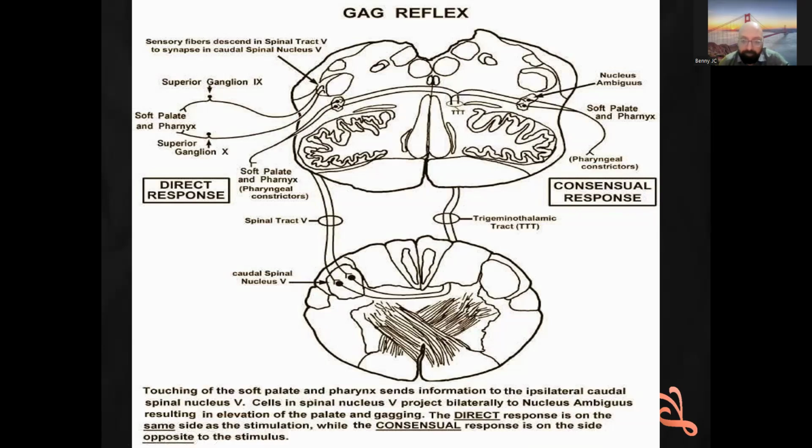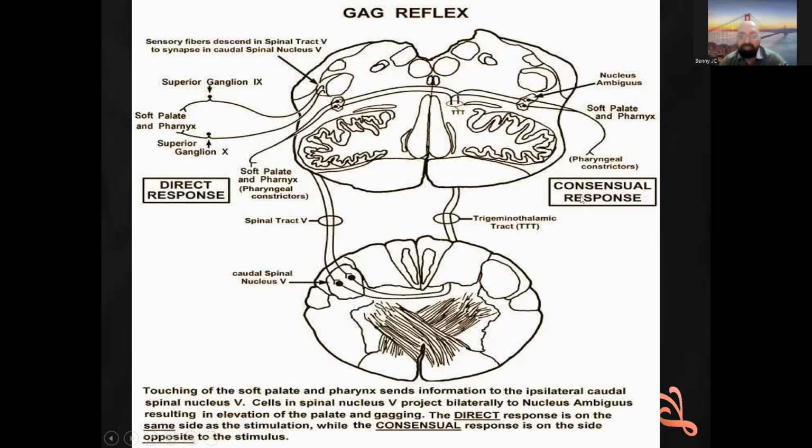From there, the response is carried out through the nucleus ambiguus fibers coming to the palate muscles and the pharyngeal muscles, as we just mentioned, through the pharyngeal plexus. The direct response comes from the same side as the stimulation, whereas there is a consensual response on the side opposite to the stimulus.